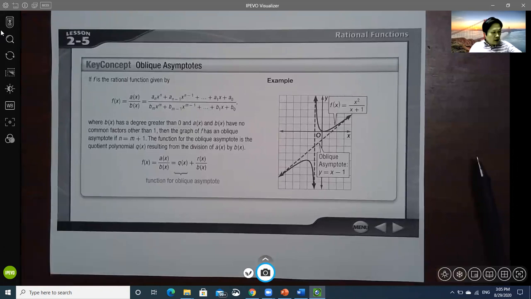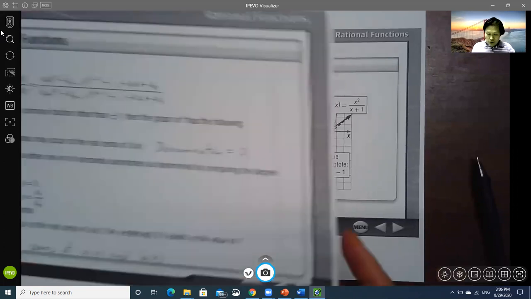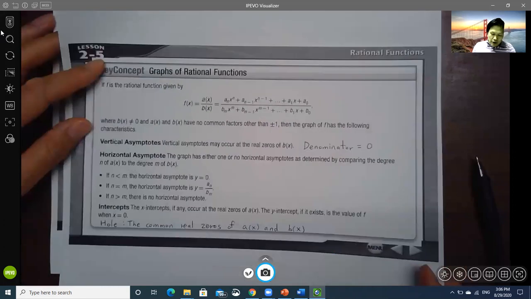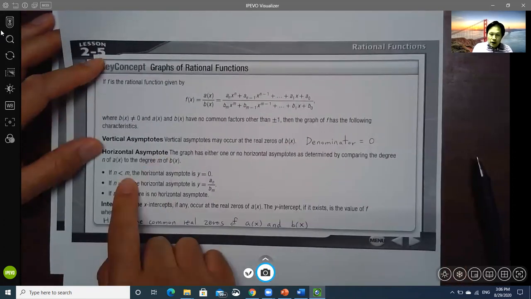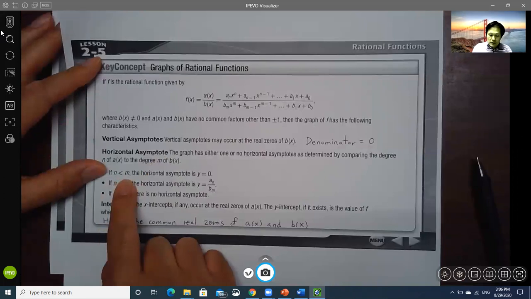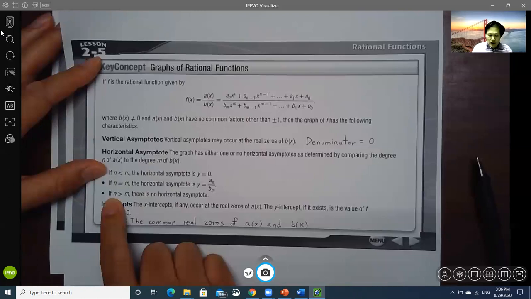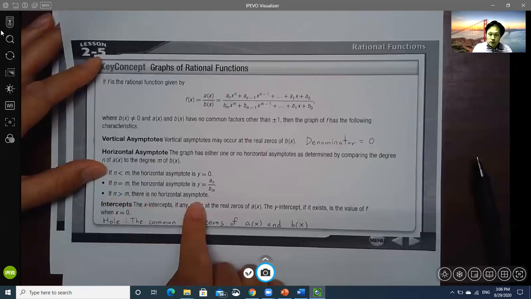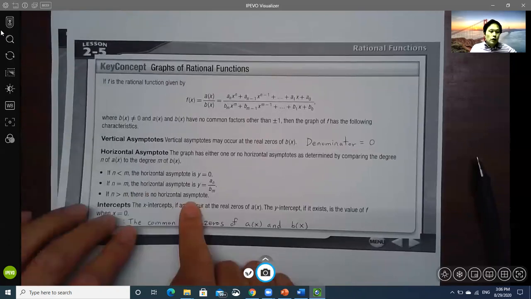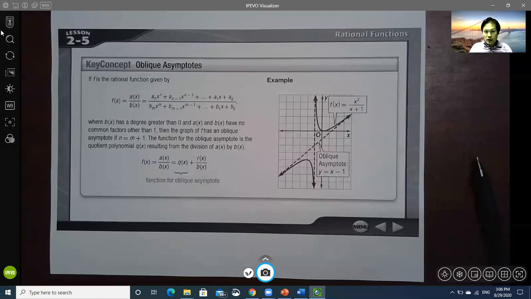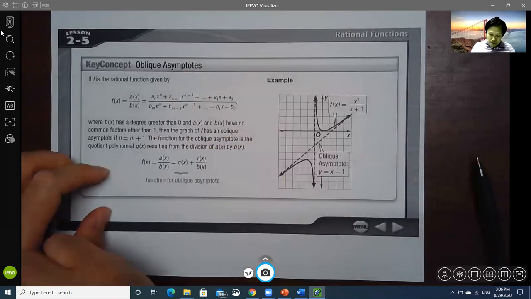If you look at my previous video, there were 3 categories for horizontal asymptote: if the denominator has a higher power, when they have the same power, and if the numerator has a higher power than the denominator. I said there's no horizontal asymptote. In that case, you could end up with an oblique asymptote. Sometimes we say slant asymptote.